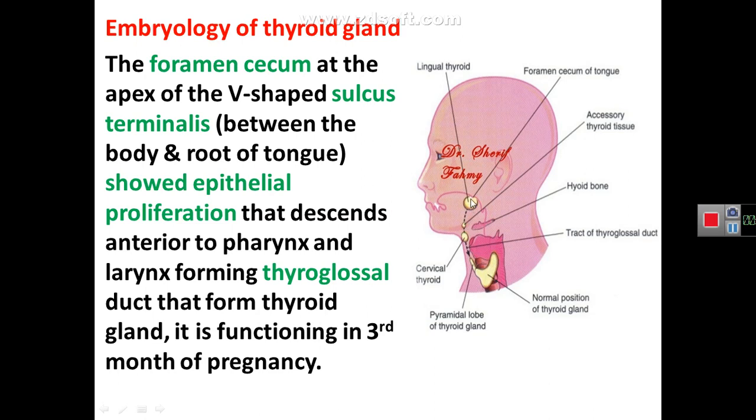This formation occurs during the 5th week, but the thyroid gland development, when it reaches its final position, will be in the 7th week. The thyroid gland will start functioning in the 3rd month of pregnancy.